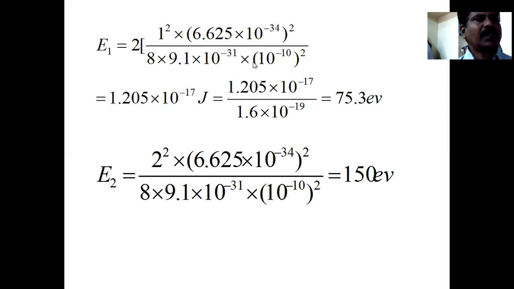So it's 2 into n square h square over 8 m L square, with 10 to the power minus 10 whole square. You just simplify it. So you get 1.205 into 10 to the power minus 17 joule. If you want to convert into electron volts, you divide by 1.6 into 10 to the minus 19 coulomb. So that's equal to 75.3 electron volts. That's the energy of those two electrons in the first orbit.